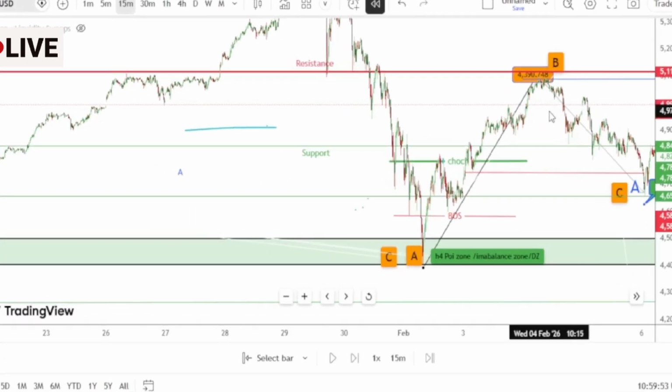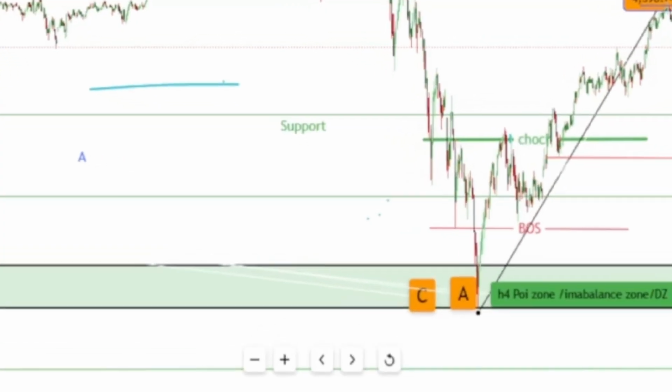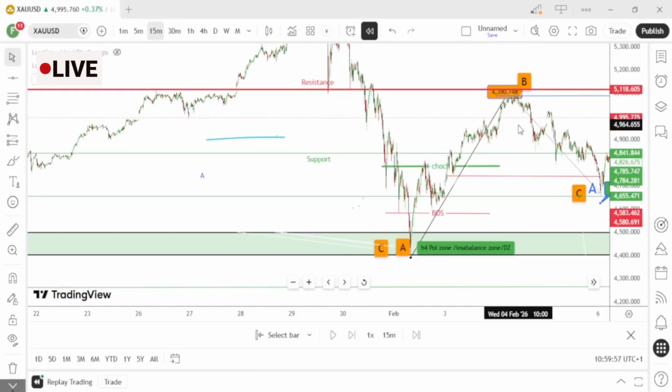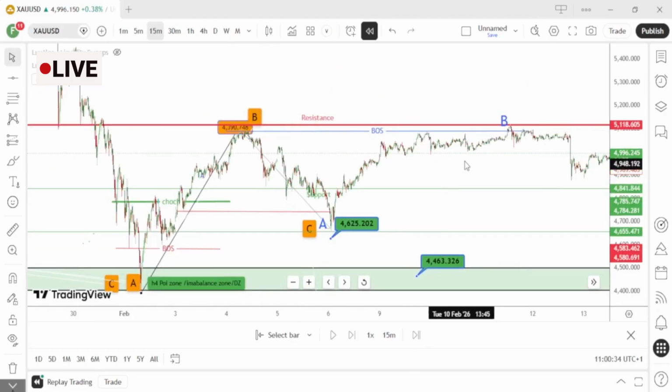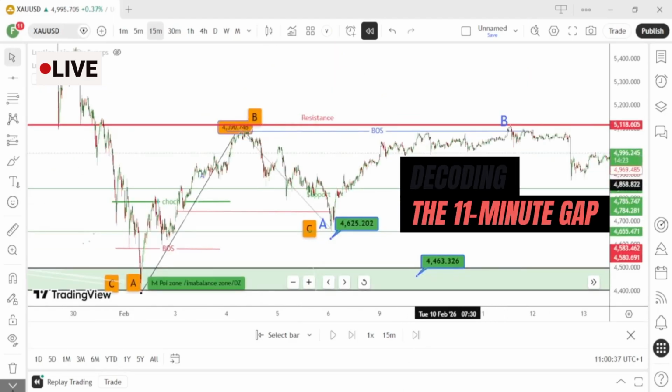Watch what happens when we zoom in. This is where the trade is won or lost, not on the 4-hour, right here. And what you're about to see is 11 minutes that most traders never survive long enough to trade.